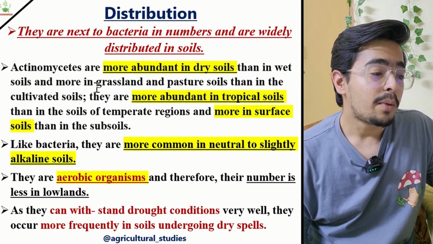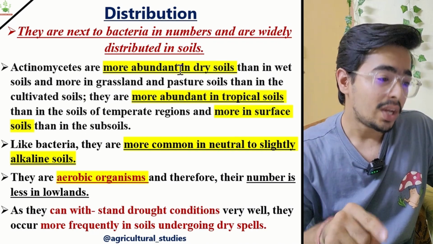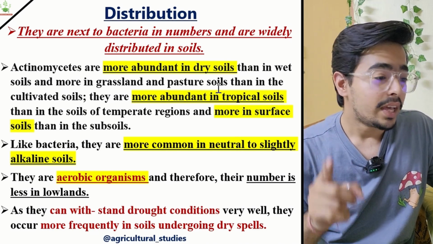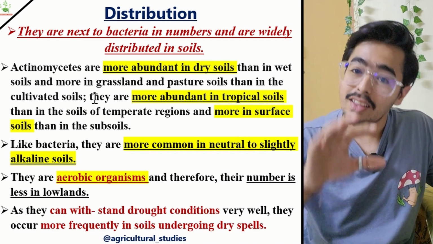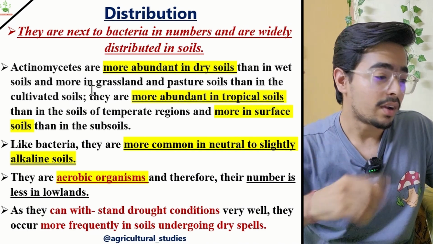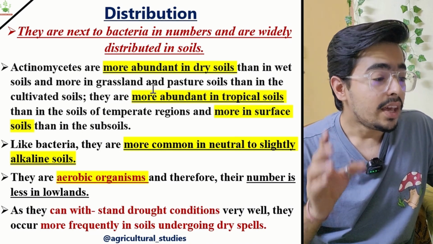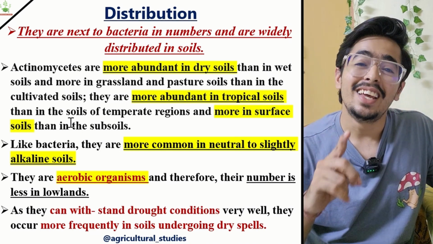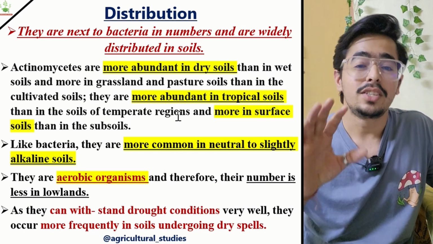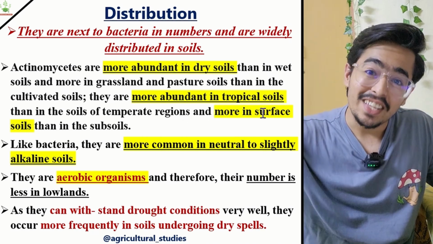And actinomycetes are most abundant in dry soil. Remember this, they are abundant in dry soil, then in wet soil, and more in the grassland and pasture soil than in the cultivated soil. So they are more abundant in the undisturbed soil, like grassland and pasture soil. And they are more abundant in tropical soil than in soils of temperate regions. In tropical region, you know that the temperature and moisture availability are good, and more in the surface than in the subsurface.